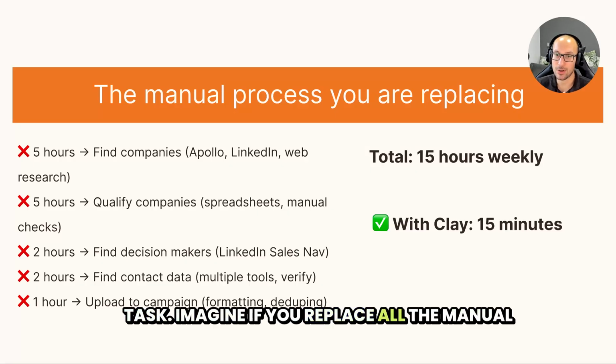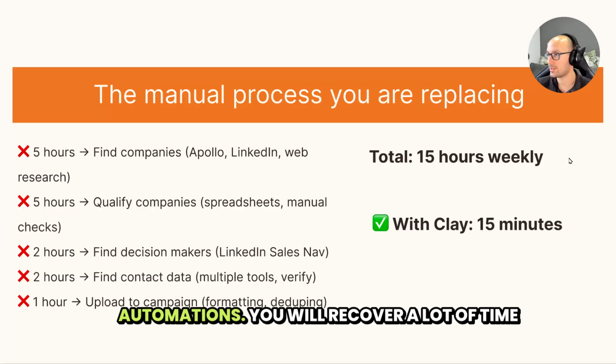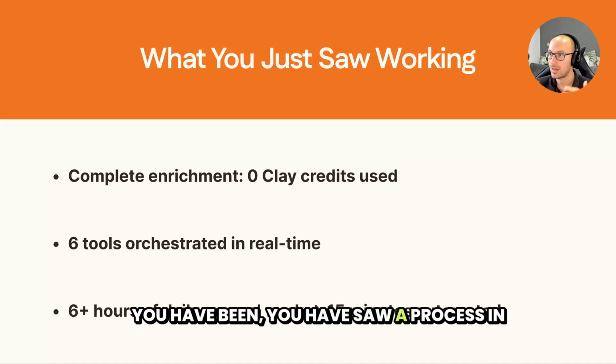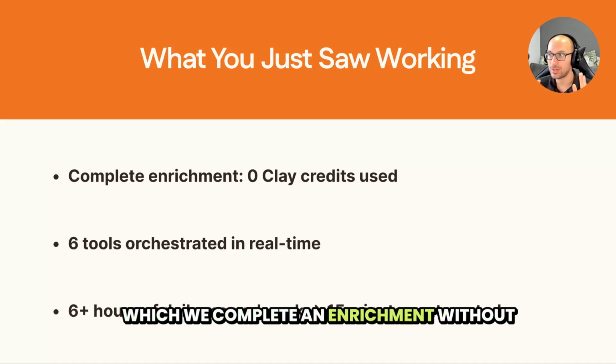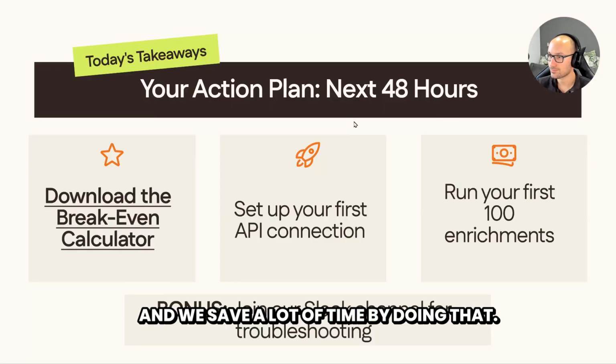Imagine if you replace all the manual tasks that you're doing with automations, with AI automations. You will recover a lot of time to invest into other tasks. So you have seen a process in which we complete an enrichment without using any credits. We orchestrate 6 different tools inside the same platform, and we save a lot of time by doing that.